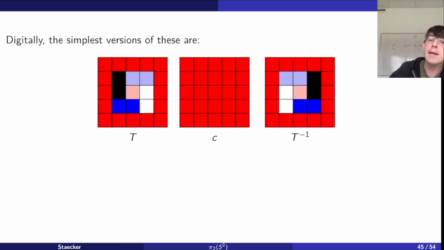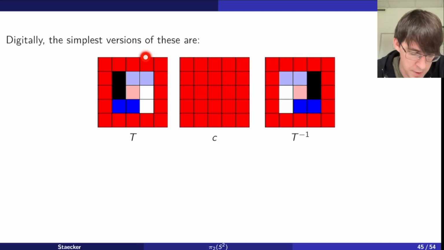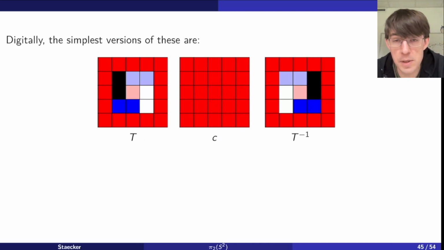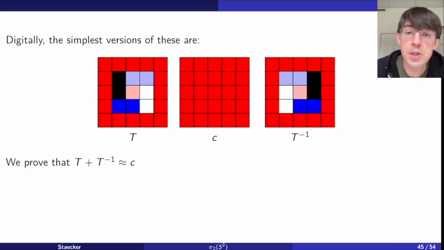All right. And this is not rocket science. You could probably come up with the same thing if you thought about it for a few minutes. The simplest versions of these functions in our digital setting would look like this. So this one we call t. This one is a constant map, so we call it c. And then this one we call t inverse because it turns out to be the inverse of t. And you'll notice that this is actually a horizontal reflection of this one here. So we actually proved that t plus t inverse is a constant.